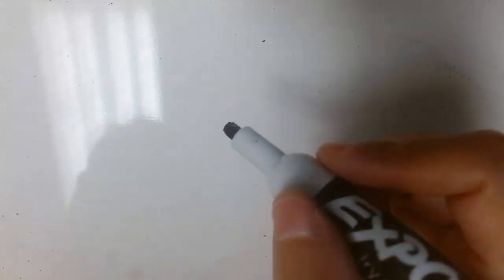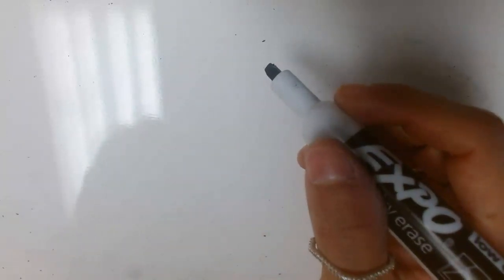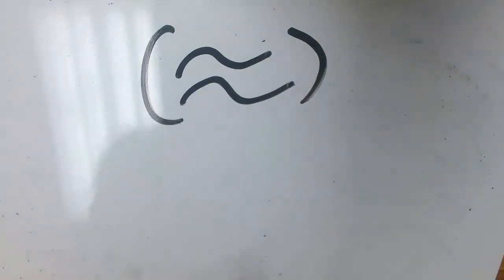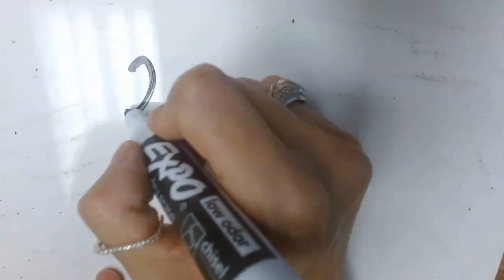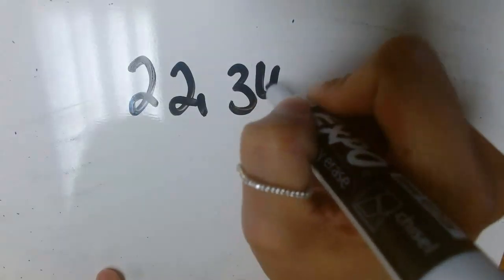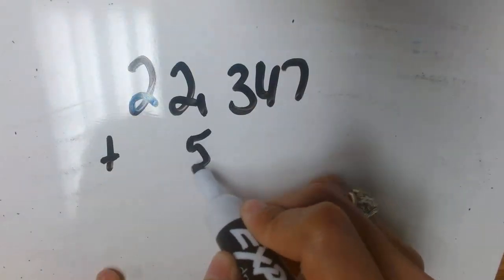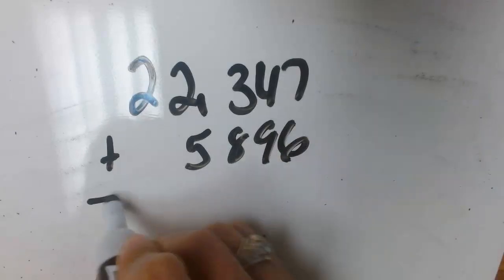Also, as part of this lesson, I want to go ahead and show you what it means to approximate, estimate, etc., which is shown with a wavy line. That means estimation, or approximately equal to. So I'll give you an example of what that refers to. So for example, when you look at 2,347, okay, let's say it's 5,896.